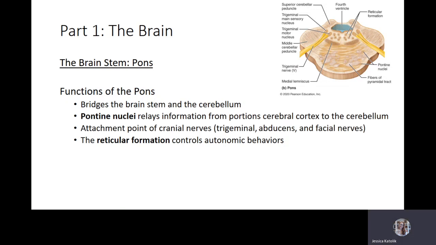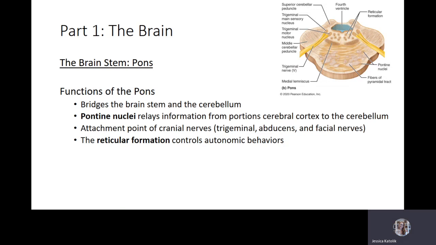So what are some of the functions of the pons? The pons, again, is going to act as a major relay station between the brain stem and the cerebellum. So there's going to be a lot of communication occurring there. And it is also a relay station between the cerebral cortex and the cerebellum. So it's going to connect many regions of the brain to the cerebellum.